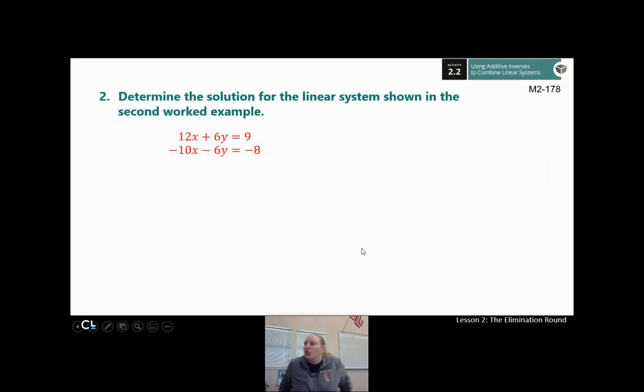So here's what I would like you to do. Finish it. I would like you to find the solution of this linear system. We got you started. All right, now we got our additive inverses. We can make this work out for us. Go ahead and hit pause. Add together your equations and find your solutions for x and y, and then hit play when you're ready to check your work.